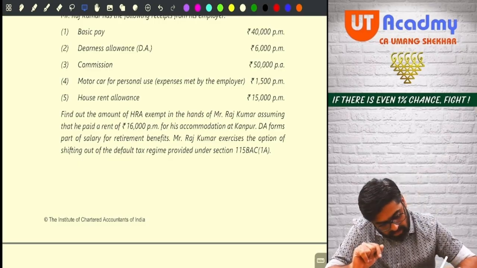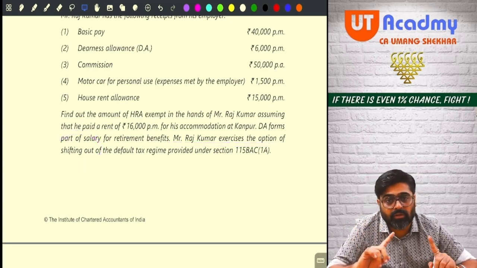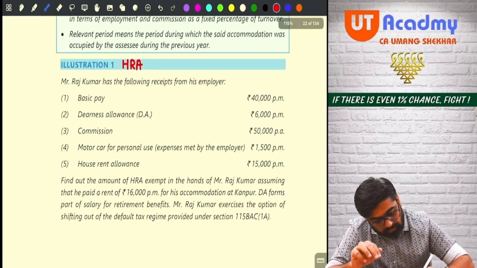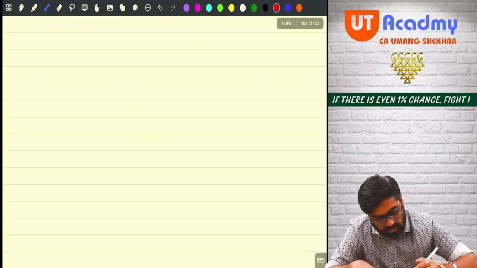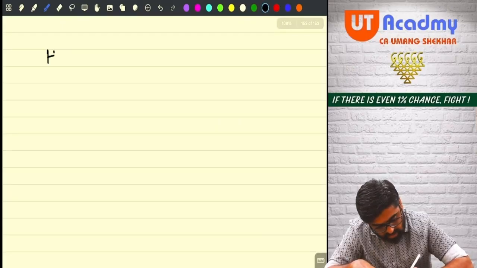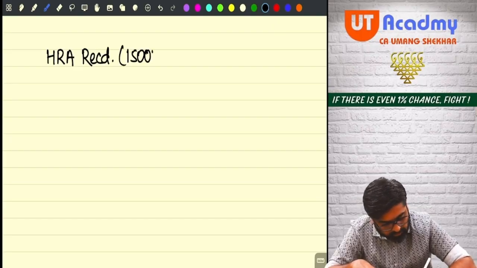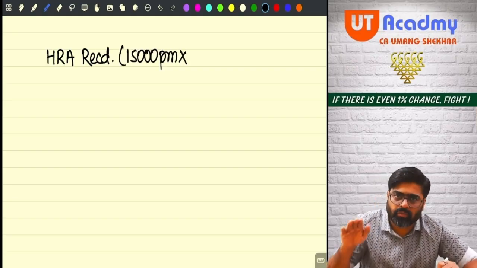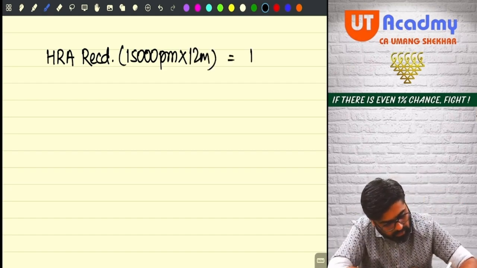Now Rajkumar exercises the option of shifting out, meaning is he following 115BAC or not? Not following. That means he is going to get HRA exemption. So in this question, please pay attention. HRA received is how much? 15,000 per month he is receiving. For how many months? Is it given in the question? No. So we will assume that he is receiving it for the full year, 12 months. So it will be 1,80,000.